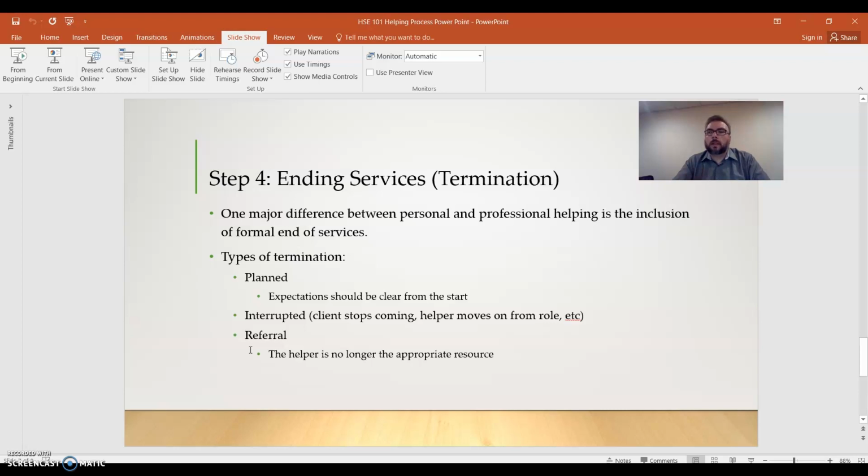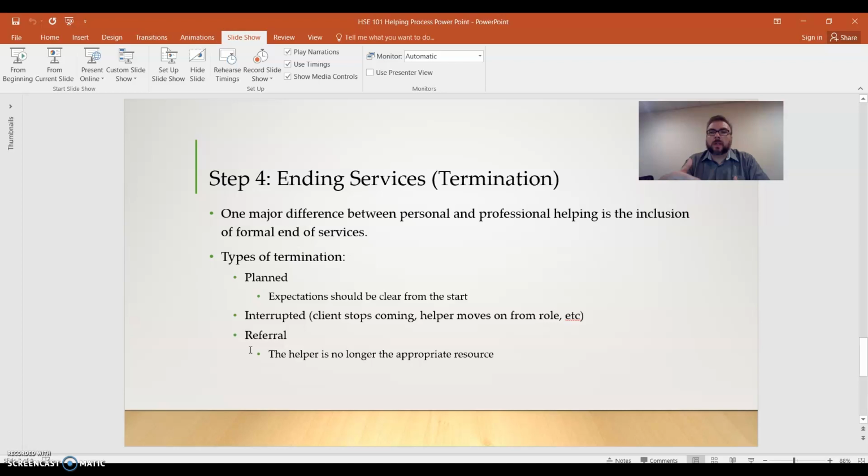So this can be, okay, you came in for housing assistance, we've helped you secure stable housing, and now we're going to refer you to a different agency or a different element of our own agency that's going to help you maintain. Maybe a client that you're working with as a case manager and they've reached the end of the goals that they've established with their therapist that we're supporting.